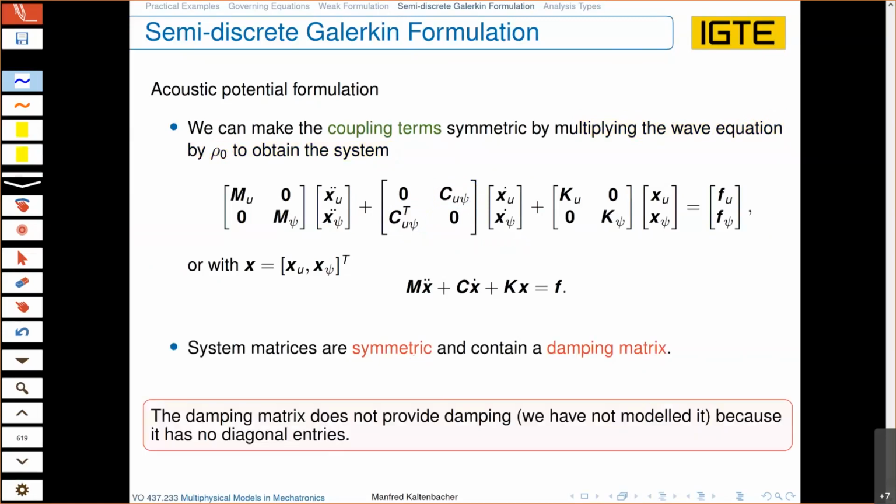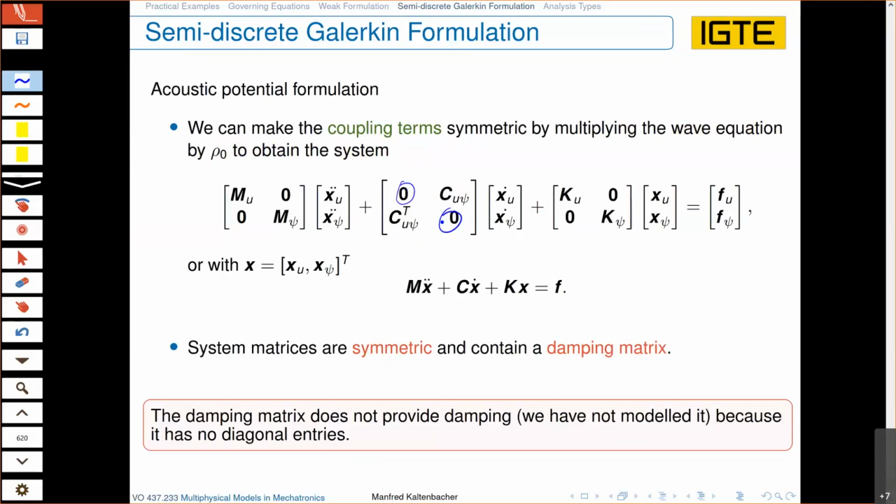Okay, and this is important to note, which I already have told you. It is a pure off-diagonal matrix, no diagonal entries. In this sense, this matrix, as you can see here, the diagonals are zeros, and so it has not the character, the physical character of damping. Okay, so you see, you can use scalar potential or pressure formulation.